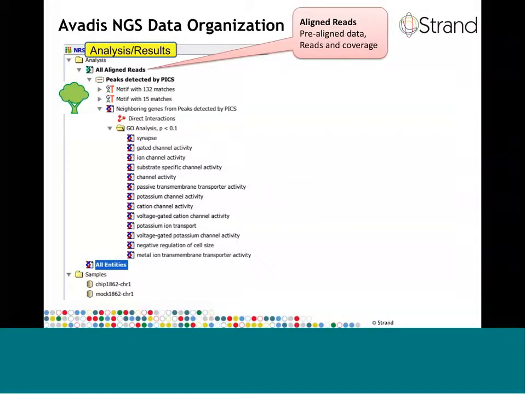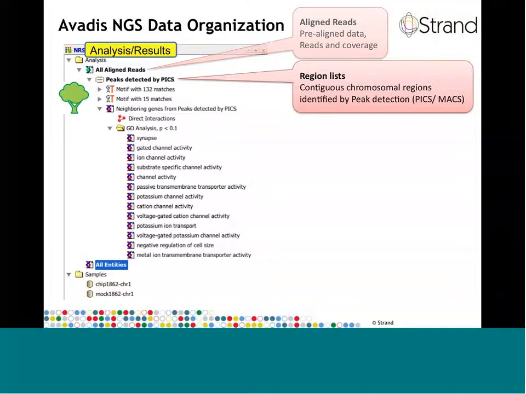Here we see a typical ChIP-Seq experiment and its results. At the top of the tree-like hierarchy, we see the object called all-aligned reads. This object represents the data that was loaded and contains all the reads and the alignment of those reads to the reference genome for all samples that were loaded, and that was 2 in this case, as we can see from the sample folder below.